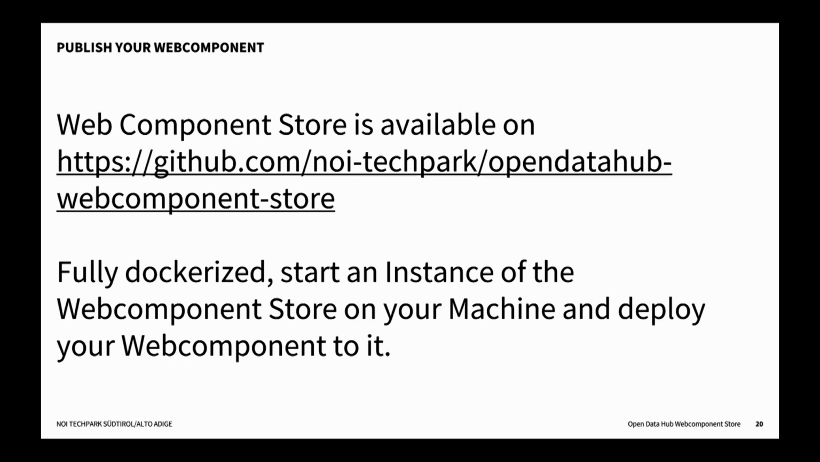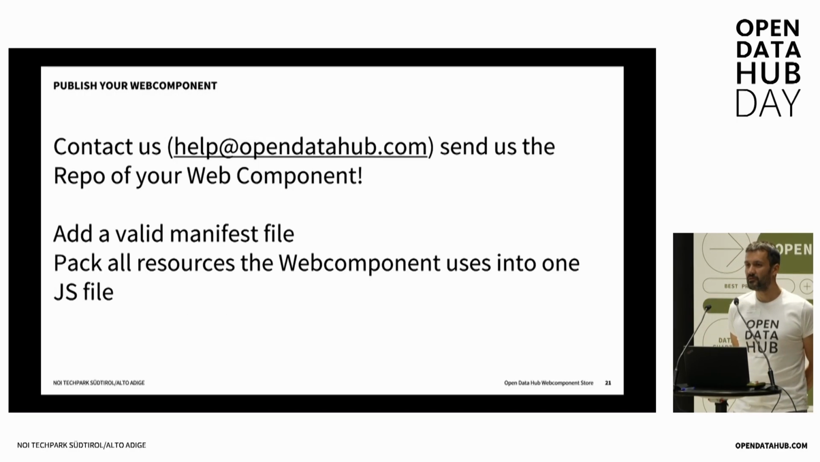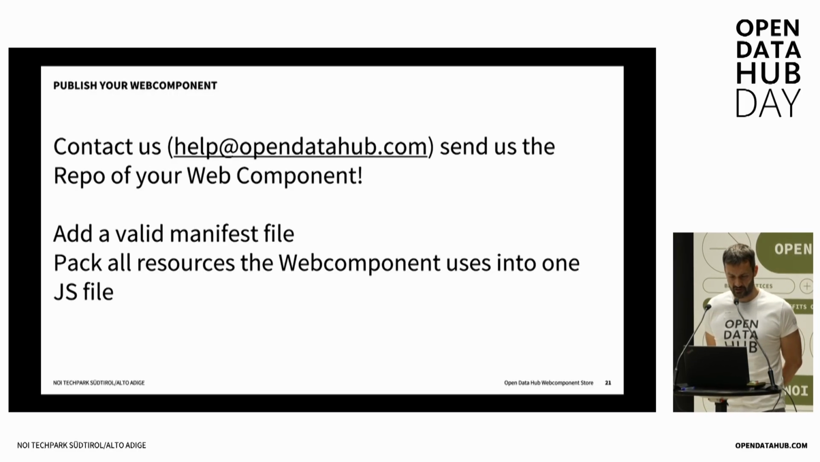The web component store is also available as open source in this repository here. It's fully Dockerized. You can start an instance of the web component store on your machine and deploy your web component to it to test it immediately. If you want to publish a web component, please contact us at help@opendatahub.com and send us the repo of your web component, and we will be happy to integrate it. Add a valid manifest file, and the web component should work this way. It should produce only one JavaScript file at the end.